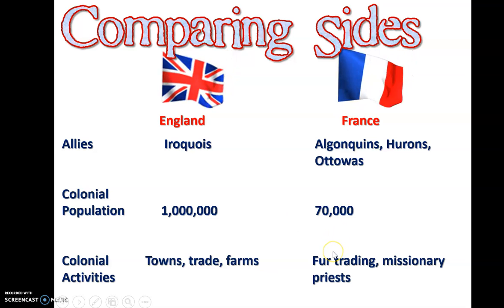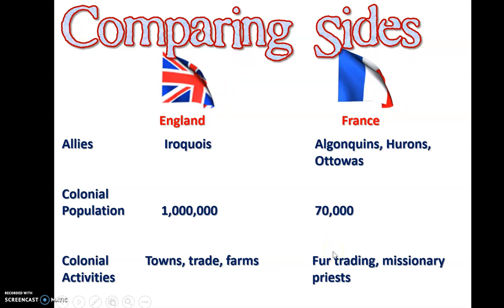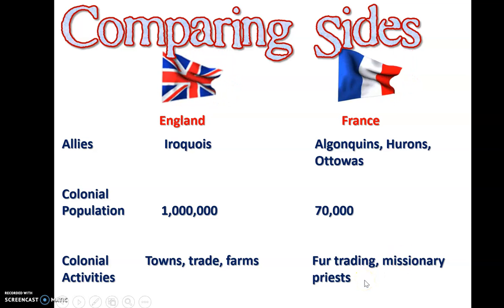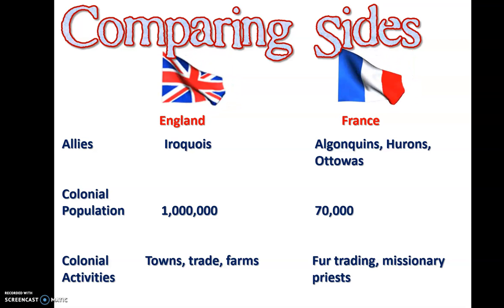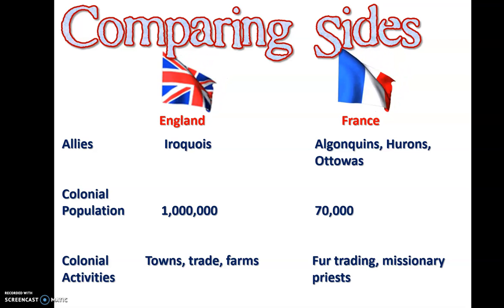Whereas the French, their colonial activities consisted of fur trading and missionary priests. So all they were trying to do was get people to convert to their specific religion. So again, nothing too threatening. It did not seem as though they were there to stay. So that was how they were able to acquire a lot more Indian allies.